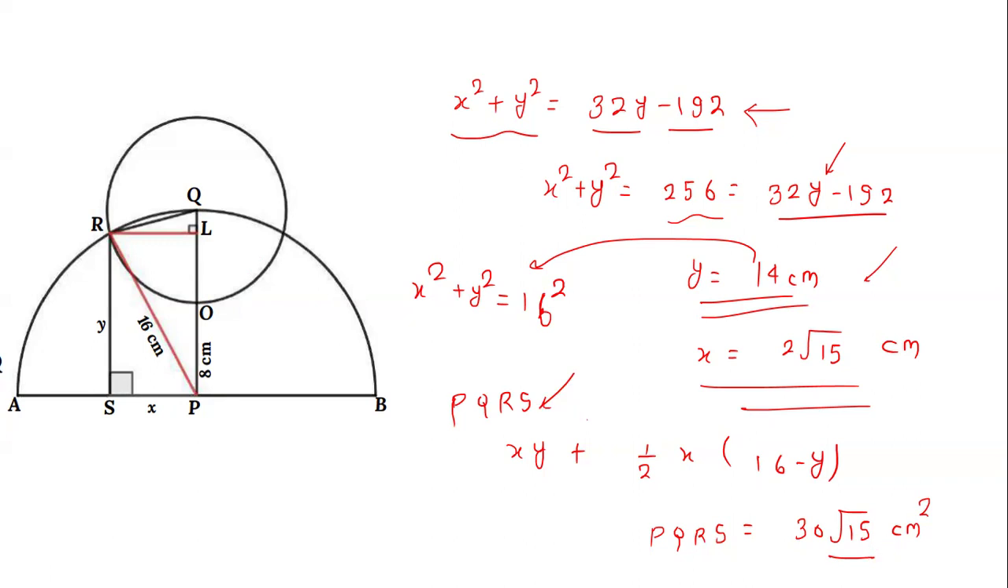So this is the answer. So in this way, by putting x as 2 root 15 and y as 14 in this equation, you get this numerical value as 30 root 15 centimeter square. So in this way we can solve this.